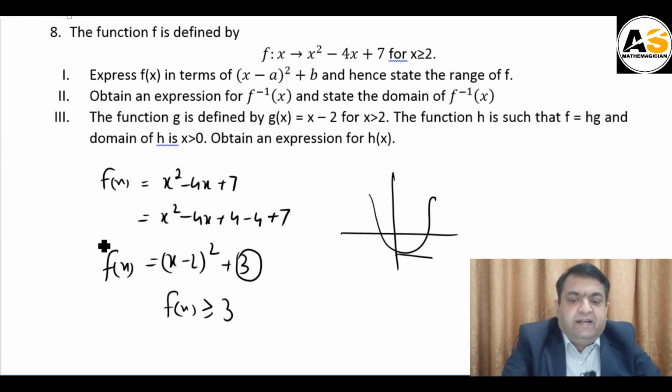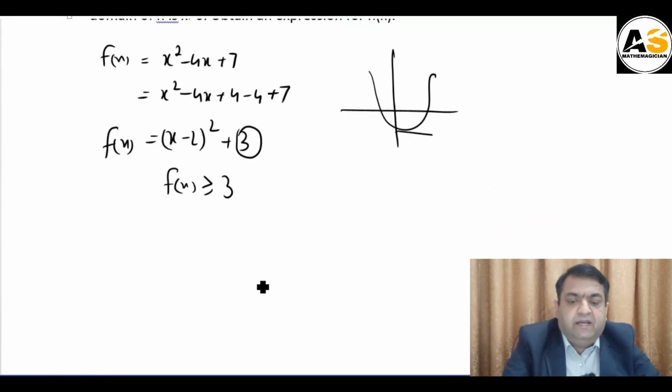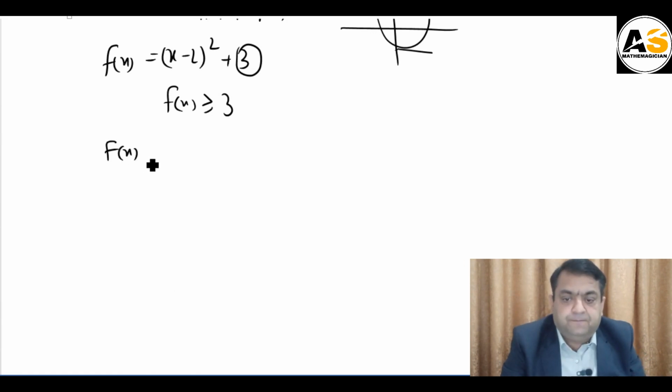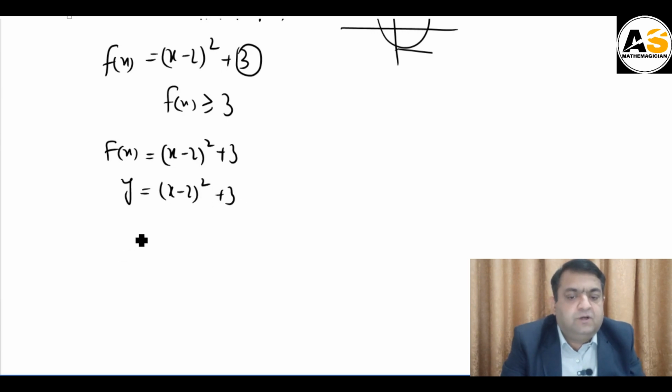Now we have to find its inverse. We will link the answer of our first part. We will use it to find its inverse. f of x is equal to x minus 2 whole square plus 3. y is equal to x minus 2 whole square plus 3.